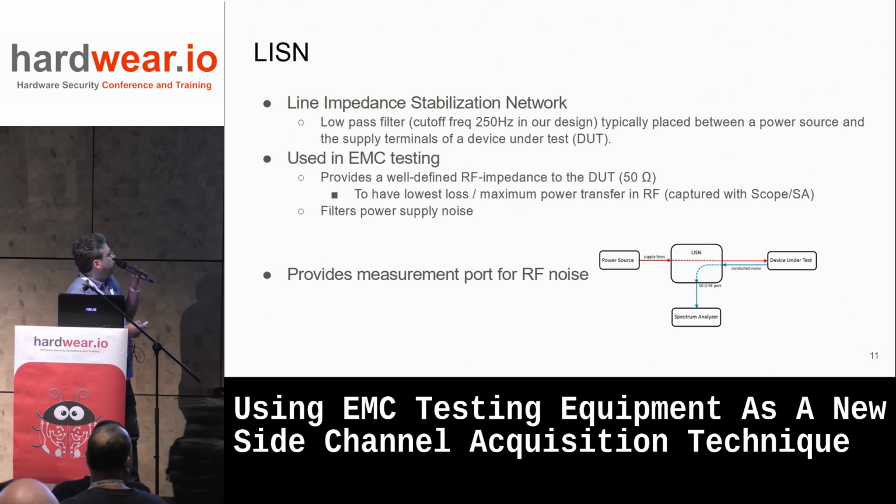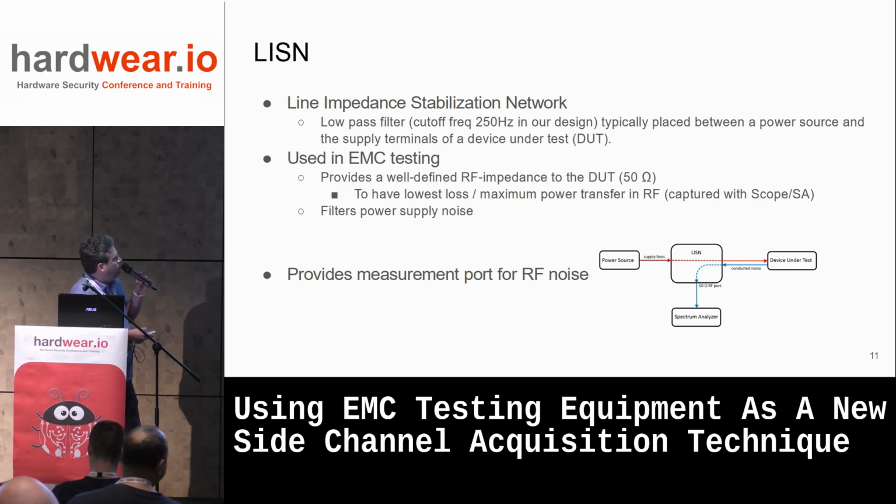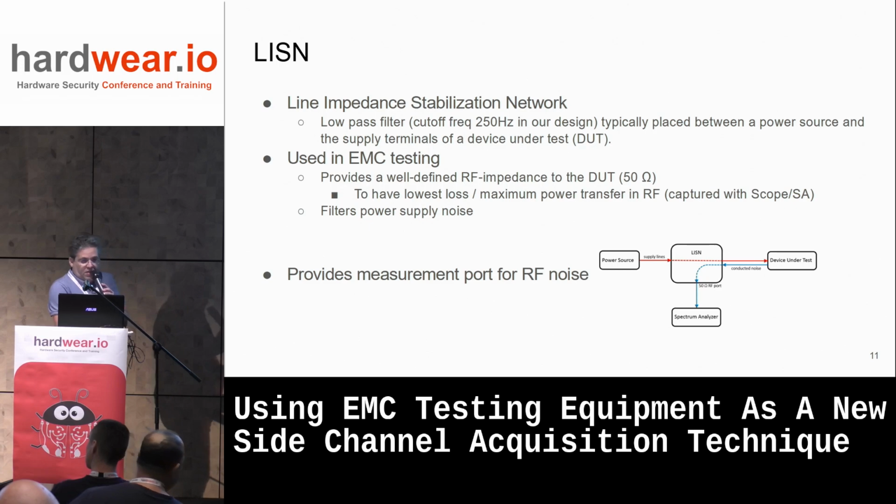It also does filtering of power supply noise to remove it from the measurement. So we see a basic schematic. We have the power source, it enters the LISN, then it goes to the device under test to power the device, and then we have conducted noise, in fact, which comes back to a DC block, and we have a spectrum analyzer or an oscilloscope.